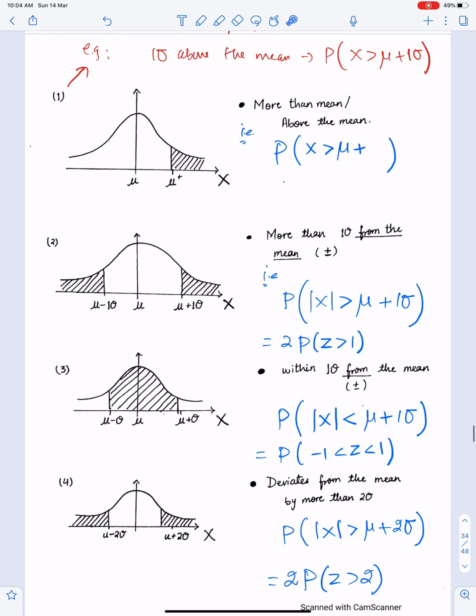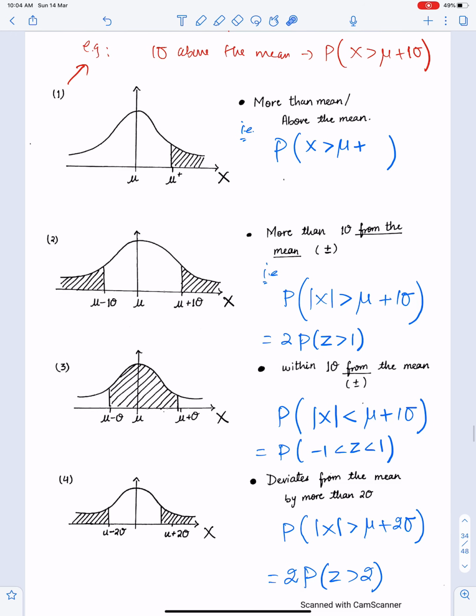It says above the mean. They are not saying from the mean or of the mean. Whenever they say from the mean or of the mean, then you have to use modulus. When they say just above the mean, 1 standard deviation above the mean, just write x. Don't write modulus here. This is very important. In this case, we never use modulus. We just need this area.